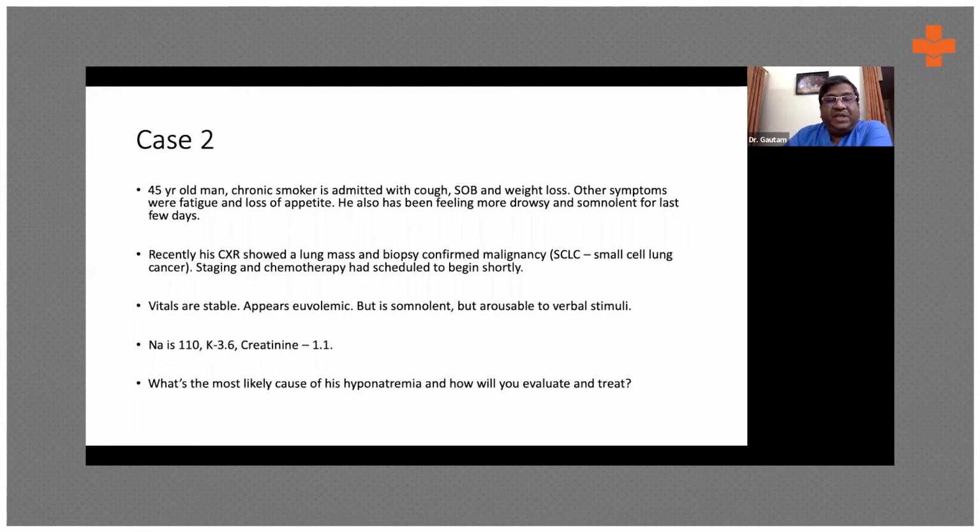So coming to the second case, what do you think the cause of his hyponatremia is in this case, and how will you evaluate and treat him? Okay, so think about it, and then we come to the third case, and then we'll start the topic.